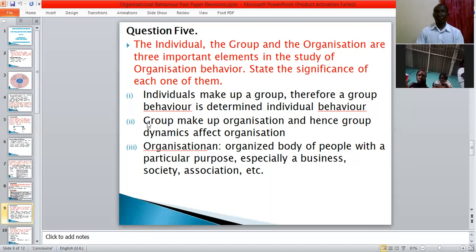Then you move to the group. We said that groups put together, they form an organization. Then you agree with me that the performance and the behavior of the group will form the behavior of the organization. That's how significant they are. So when you are employing, you must be mindful that this individual you are bringing to the organization will influence the group he will join. And the group that is going to be formed will influence the behavior of the organization.